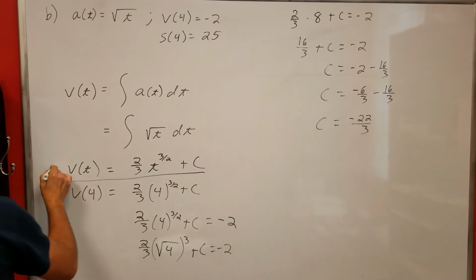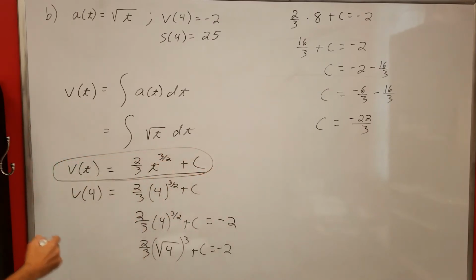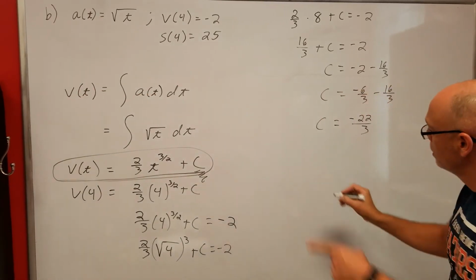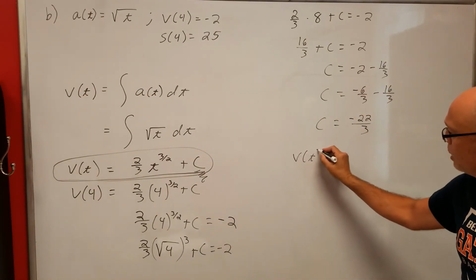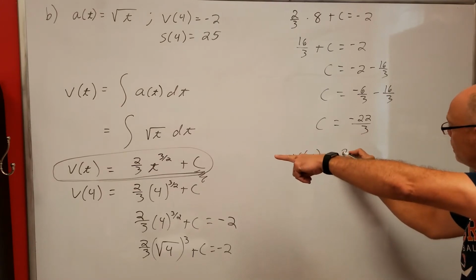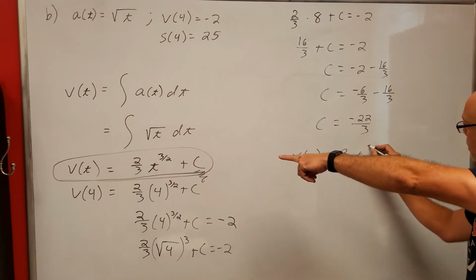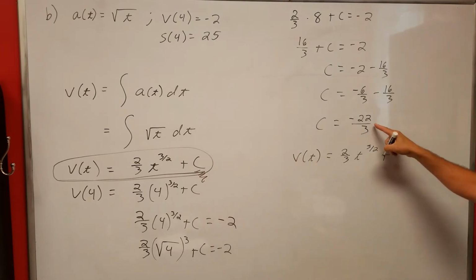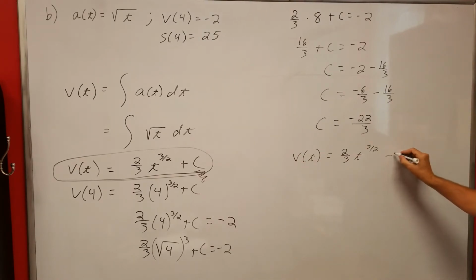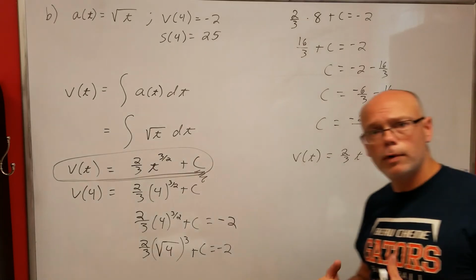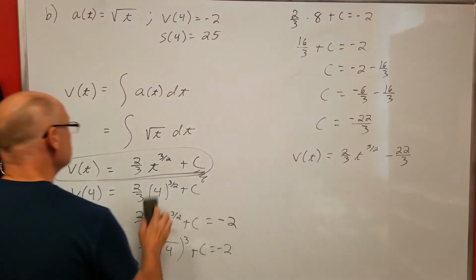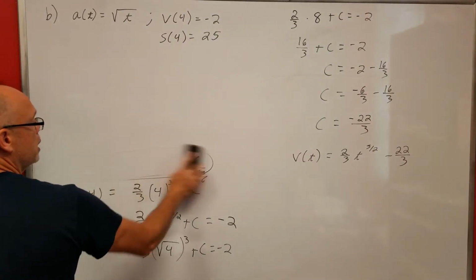All right, so with -22/3 then, what do I do with that value? Let's find our function v of t, which was this stuff right here, right? But instead of c right here, I'm going to sub in this -22/3. So we have v of t is equal to 2/3 times t to the 3/2 plus this c value, or I should say minus 22/3, okay? There's my velocity function. But look at your directions. What do they want you to find? They really want you to find your position function, right? So let's find our position function.